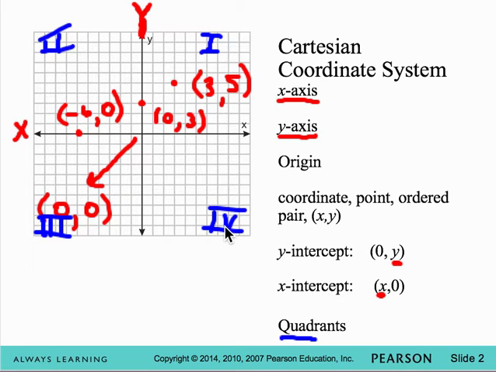If you have a question that asks which quadrant a point is in, they're just trying to be tricky. If your point is an intercept, it's not in any quadrant. It is not in a quadrant if it's on an axis.